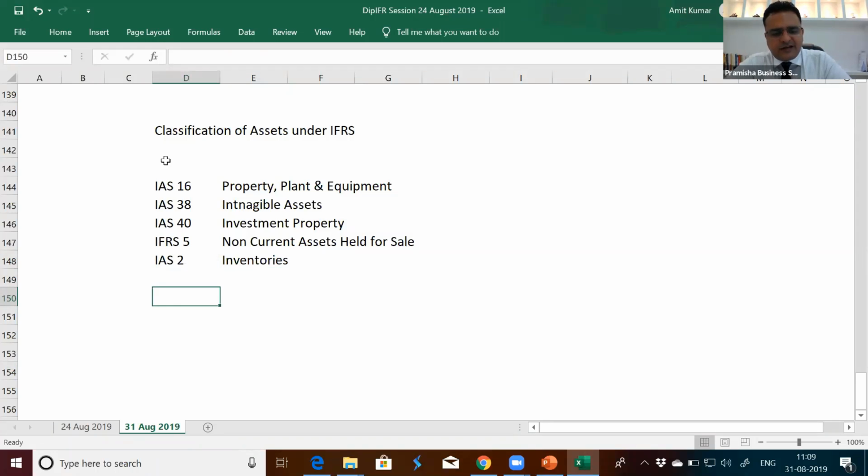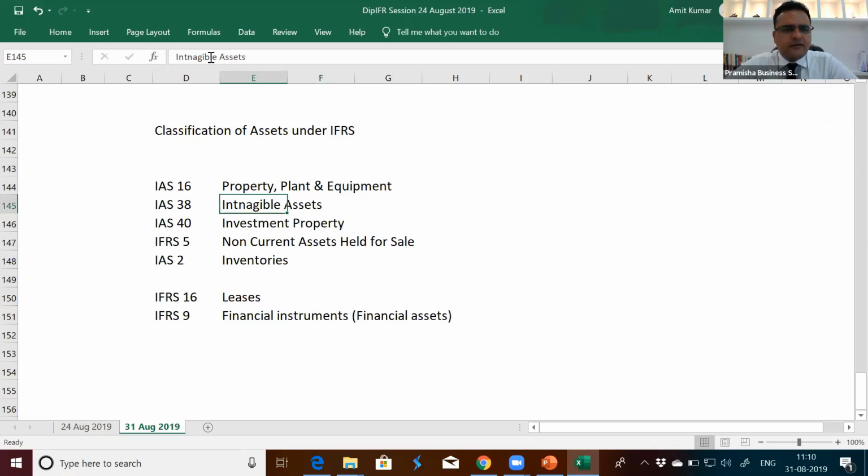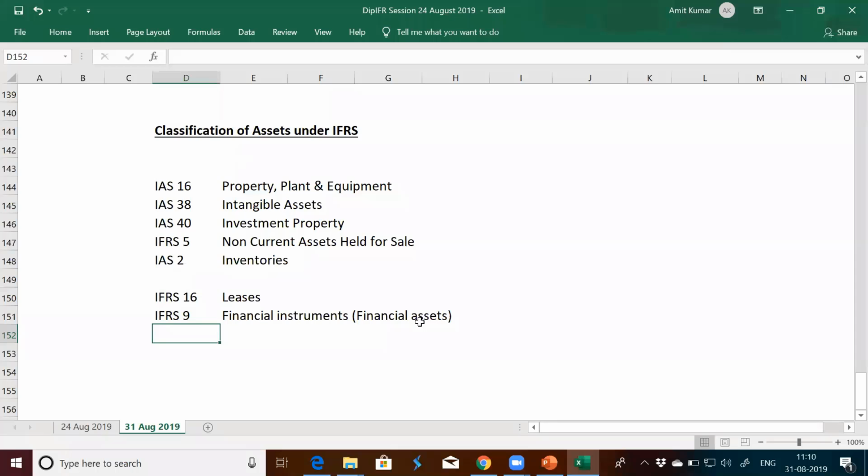For leases, the standard is IFRS 16 for dealing with your right of use assets. For financial instruments or financial assets, it is covered in the standard financial instruments. Any other asset which comes to your mind? We'll be covering cash and cash equivalent, as a part of cash flow statement.